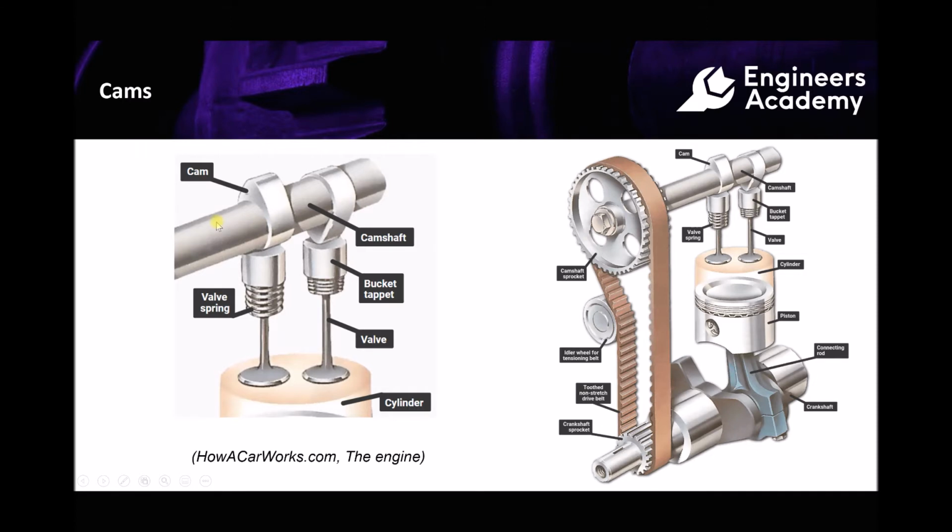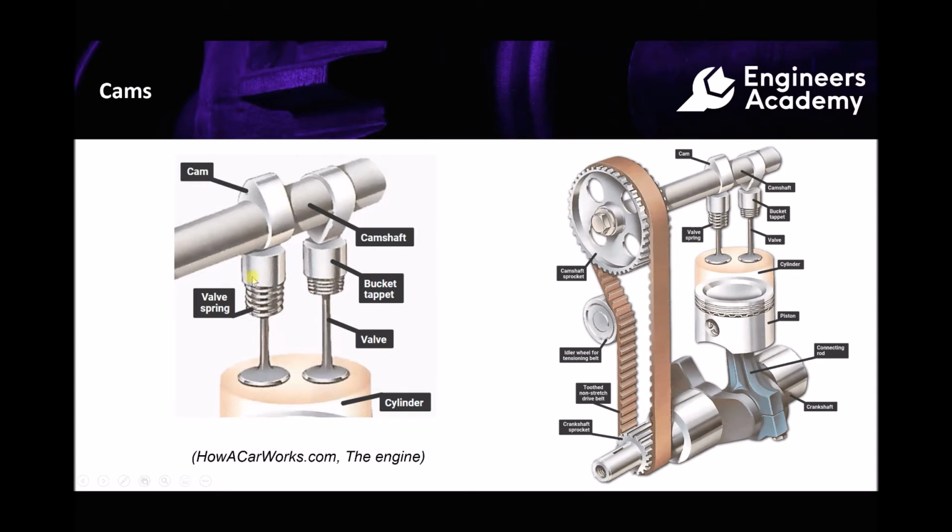If we look at the diagram on the left-hand side, we can see this in a little more detail. So as the camshaft rotates, the cams are going to rotate, and they're going to cause the valves on the top of the cylinder to open and close. Now these valves need to open and close, first of all to let the air-fuel mixture into the cylinder, but secondly to expel the exhaust gases after combustion.